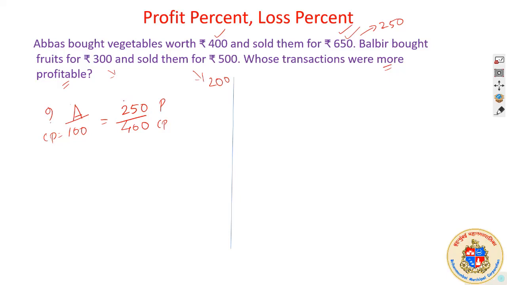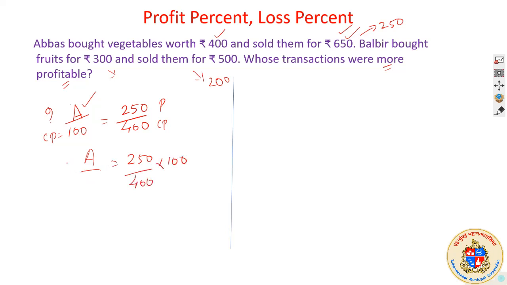In this case, we know how to get this amount. A is Abbas's profit. So in that case, we should get A on the left side. We will multiply both sides with 100 and remove 100 from the left side, and we get it. And we simply do it like this nowadays. A is equal to 250 upon 400 multiplied by 100.